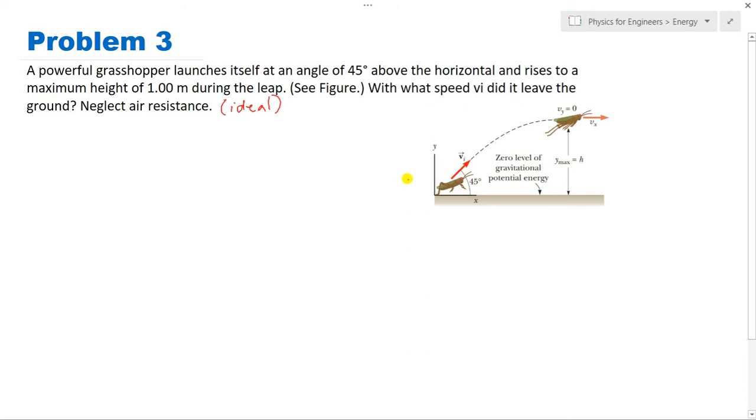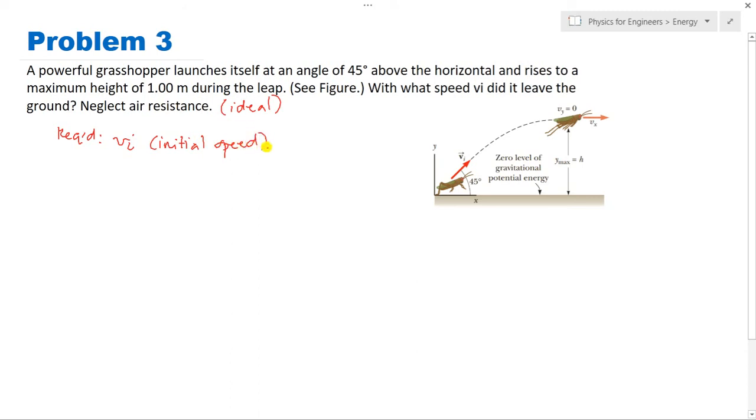So let's consider this figure. At the maximum height, class, it was indicated here that the velocity component along y is 0 because it already reaches the maximum of its free fall part, but it still has velocity to move forward, which is equal to vx. And then it also has an angle between the initial velocity vector and the ground. So what is required is the speed with which it left the ground. So that would be VI, or the initial speed.